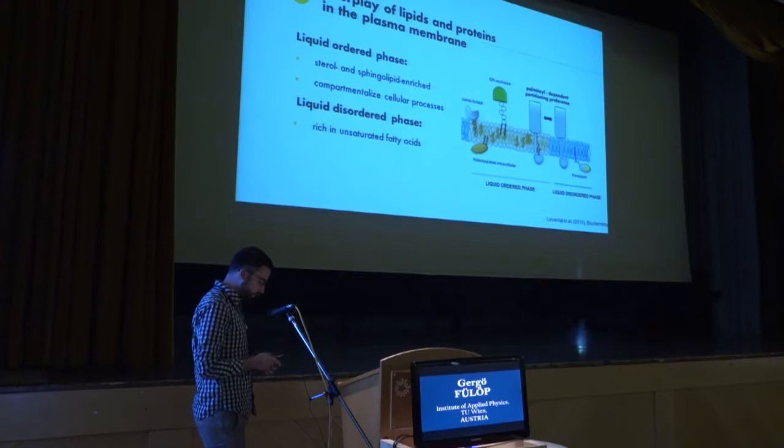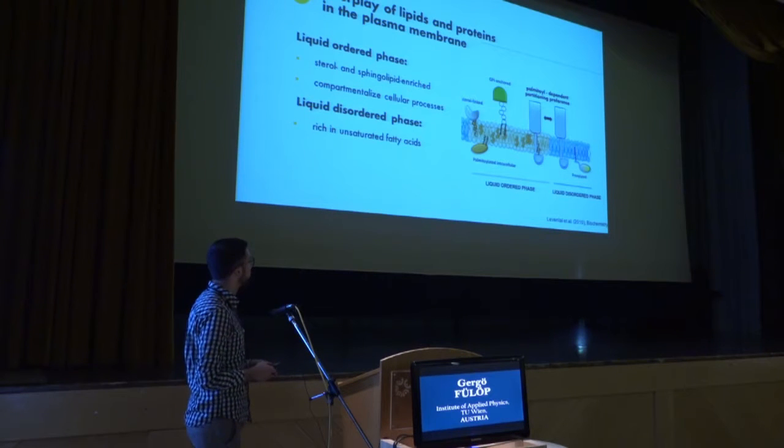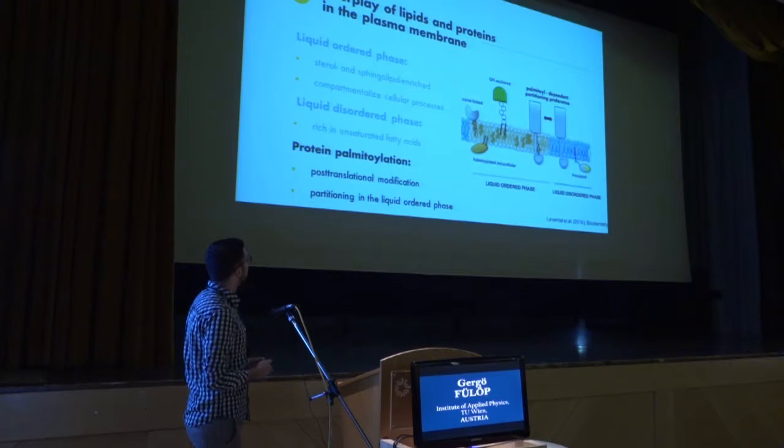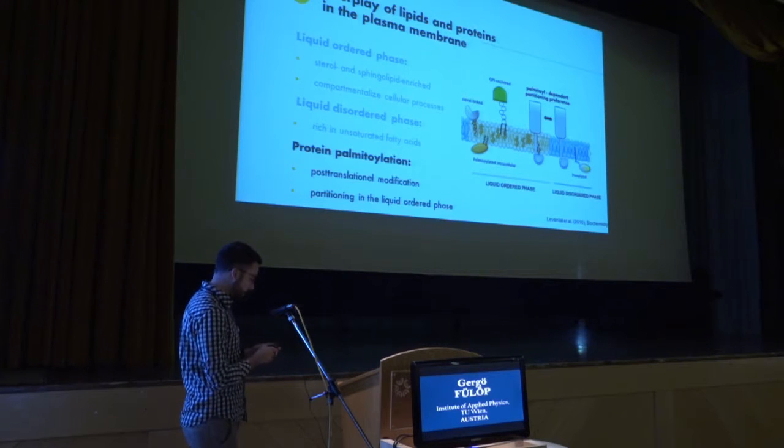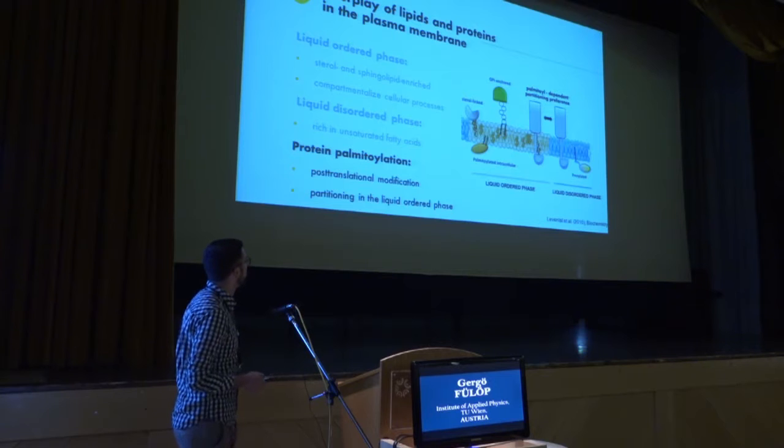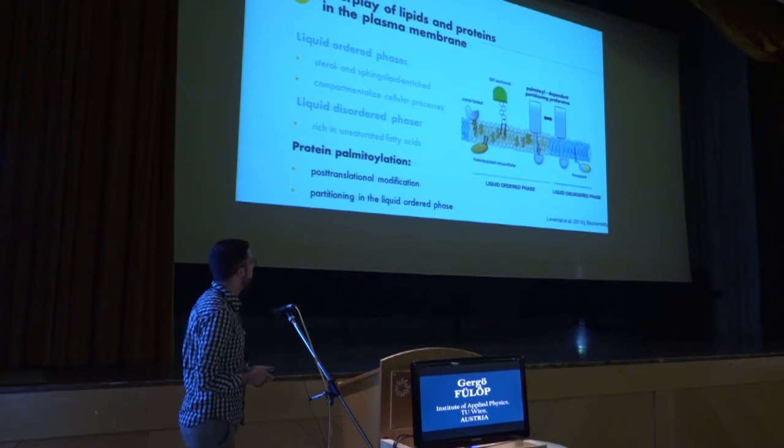So if you think about proteins in this system, you can appreciate that there are certain post-translational modifications of the proteins which may change the behavior of the protein in regards of these phases. For example, if you think about palmitylation, the protein gets palmitic acid tails in the membrane, and this protein may change its partitioning from the liquid disordered phase to the liquid ordered phase.